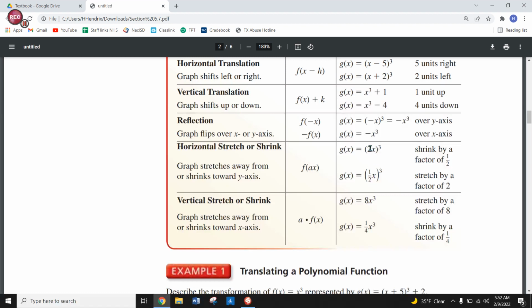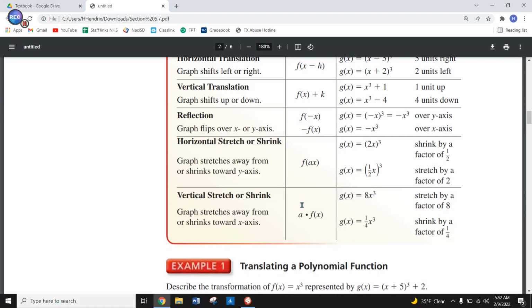You have your stretching and shrinking, and horizontal stretch and shrink always works opposite of what you think it is. Horizontal stuff happens inside the parentheses, and when we say that we want to shrink by a factor of 1/2, that ends up multiplying actually by 2 on the inside, whereas if I was going to stretch by a factor of 2, that's going to multiply by the number 1/2. So the factor is the reciprocal. You're going to flip it.